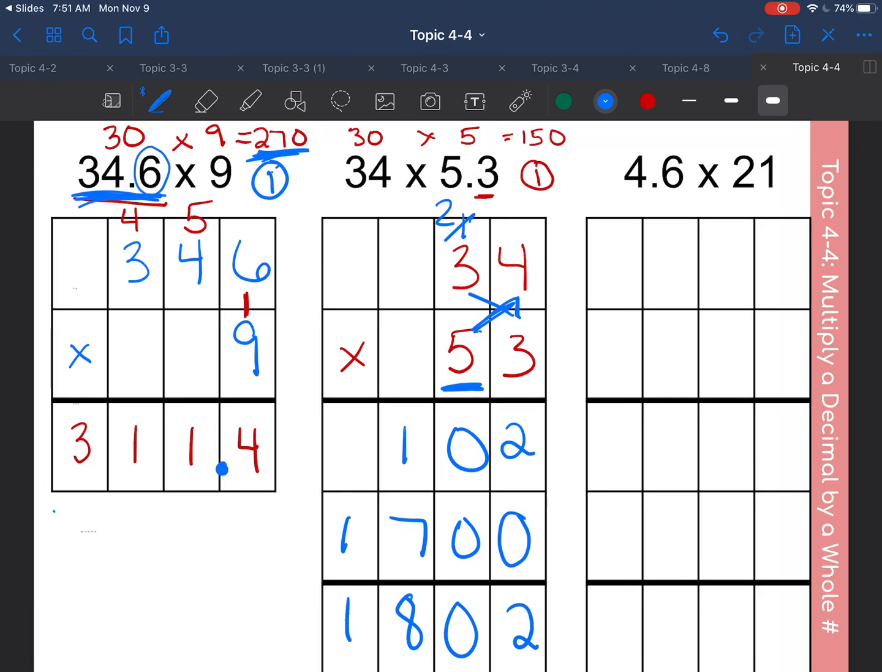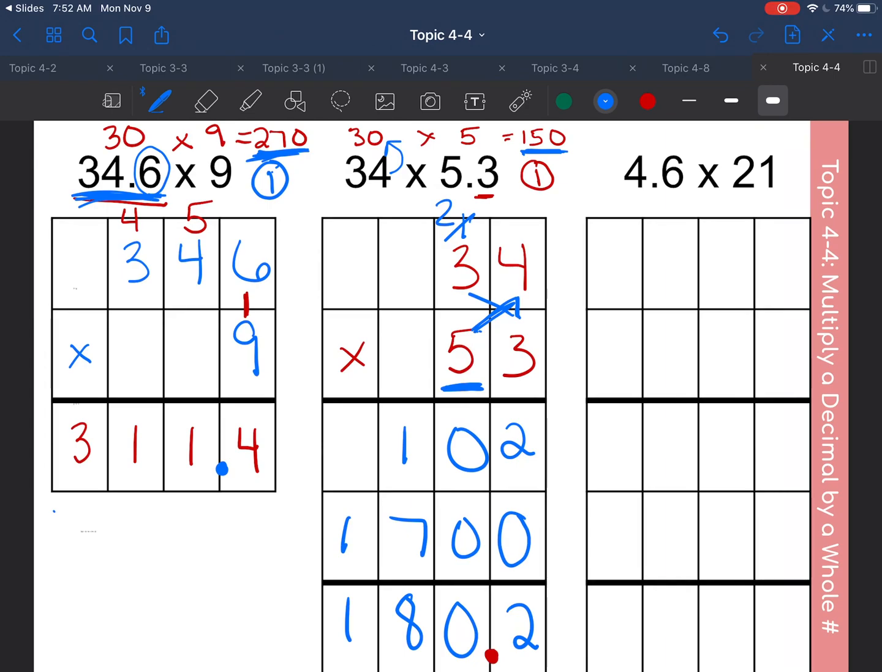Okay, so our final answer, though, is not 1,802. It needs 1 decimal place. So what numbers do we put the decimal in between to have 1 decimal place? Put it in between the 0 and the 2. So we get 180 and 2 tenths, which, again, seems pretty accurate to my estimate because we went from 34 to 30, so we rounded down. So our estimate is an underestimate. Okay, so it makes sense that it's smaller than our actual answer.